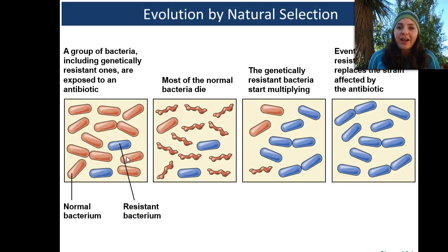First of all, we have a group of bacteria, including the genetically resistant ones, that are exposed to an antibiotic. Now, just to give you a little bit of back history, remember that biotic means life. So antibiotic is something that's designed to kill life, anti-life. Bacteria are living. Now, you also hear a lot about viruses. Antibiotics do not work on viruses because viruses are not living.